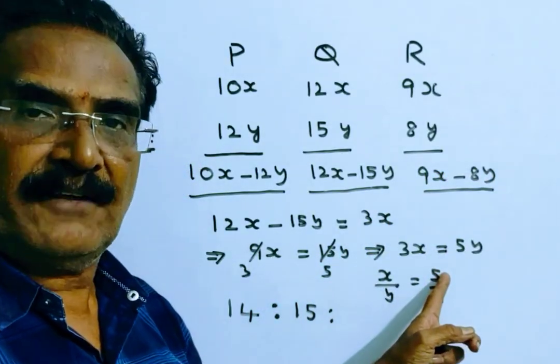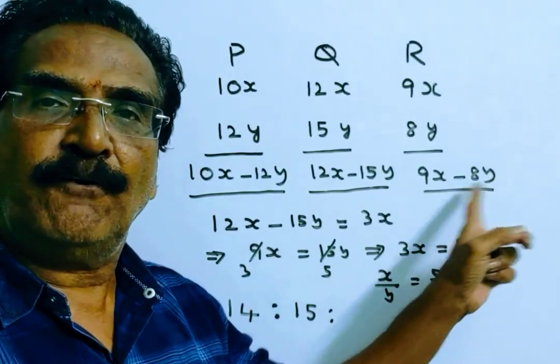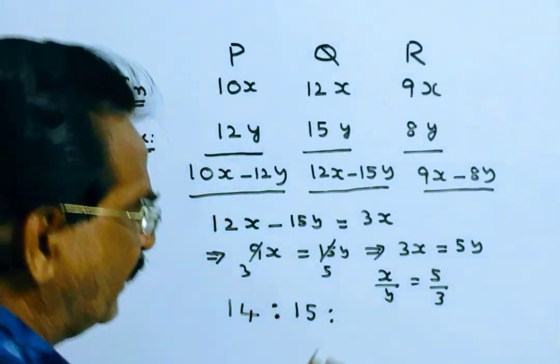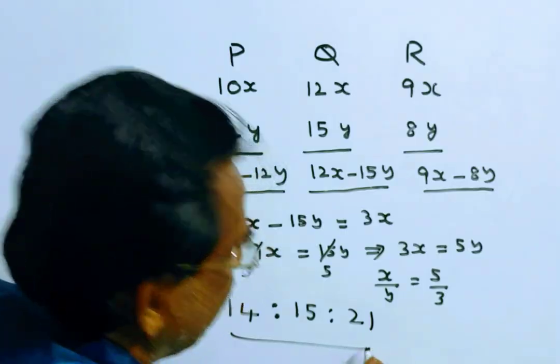9 5's, 45. 8 3's, 24. 45 minus 24, 21. So this is the ratio of their savings, friends.